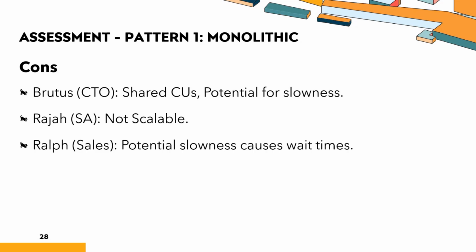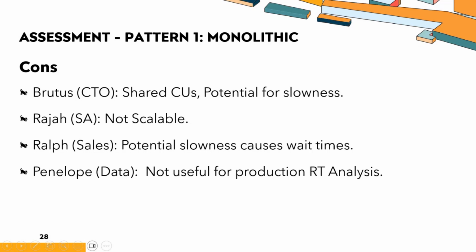Ralph, who should be our salesperson, realizes that since there's a single CU, if there's a high business process working at the same time he's going for his sales pitches, he might get wait times, because there's only so much work that can happen all at once. And Penelope realizes that though she has options to do real-time analysis, it may not be useful for production. She can do all of the tests she wants, but it's not useful for production. So we went through monolithic.